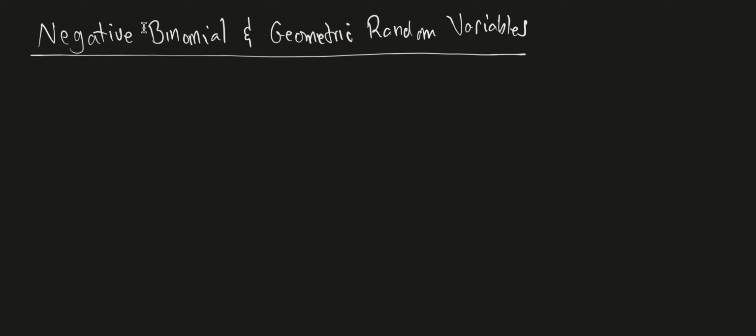So first up, what we're going to do is define what a negative binomial experiment is, and then maybe just do a quick compare and contrast between the binomial and the negative binomial, and then say how the geometric is related to this one. In fact, the geometric random variable is just a special case of the negative binomial. All right, so let's go ahead and define what we mean by a negative binomial experiment.